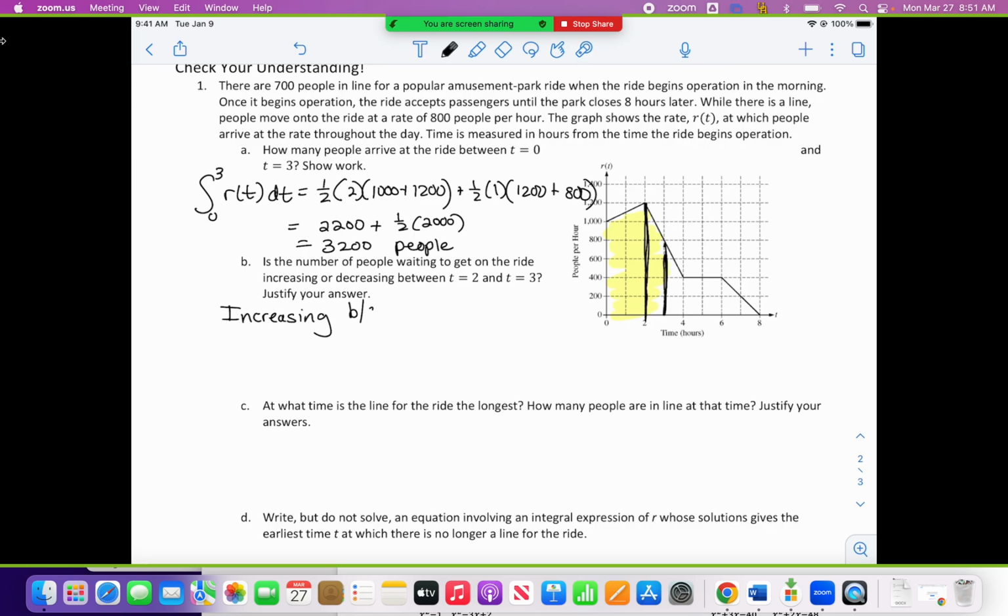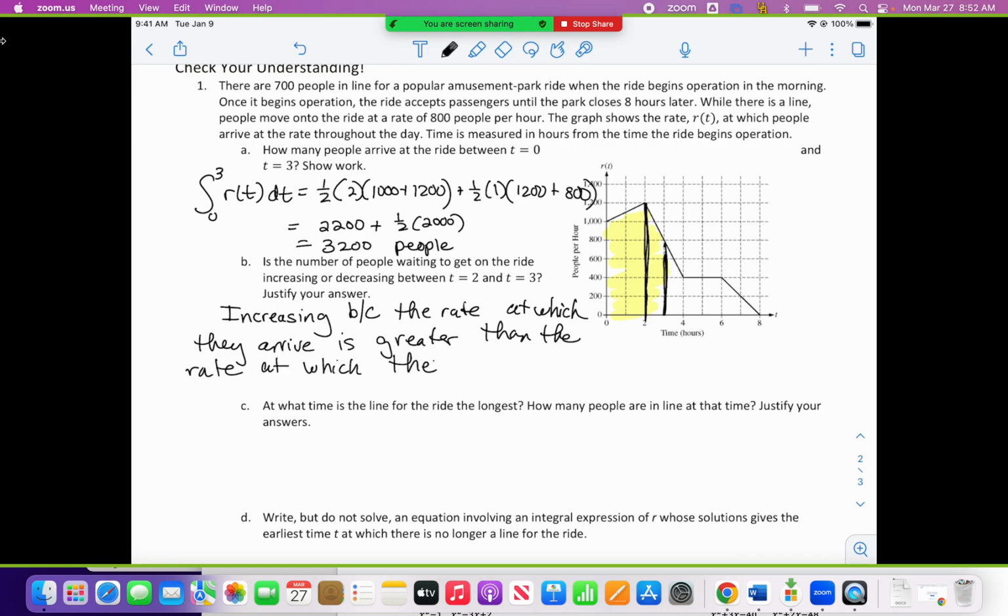Oops, I think I said that backwards. It's increasing because the rate at which they arrive is greater than the rate at which they get on the ride.